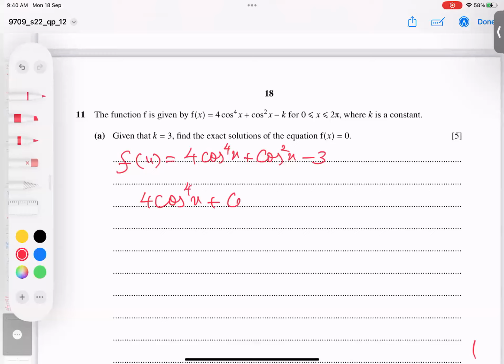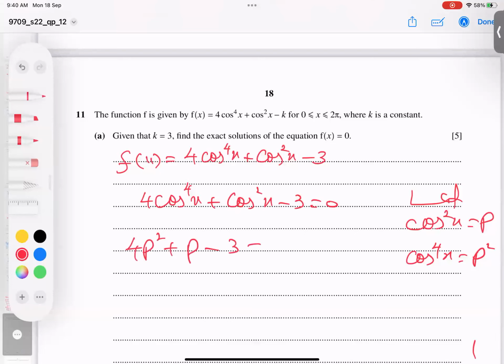So when I plug in 0, I get this kind of equation. I have two ways. As I said before, double power is here. I can apply the quadratic formula directly, or second option, I can take cos square x equal to k. But k is already used, so I will use another letter, let's say p. So this becomes p, and this becomes p square. Why, sir? Because if I square both sides, I get cos 4x equal to p square. So I'm writing 4p square plus p minus 3 equals 0.